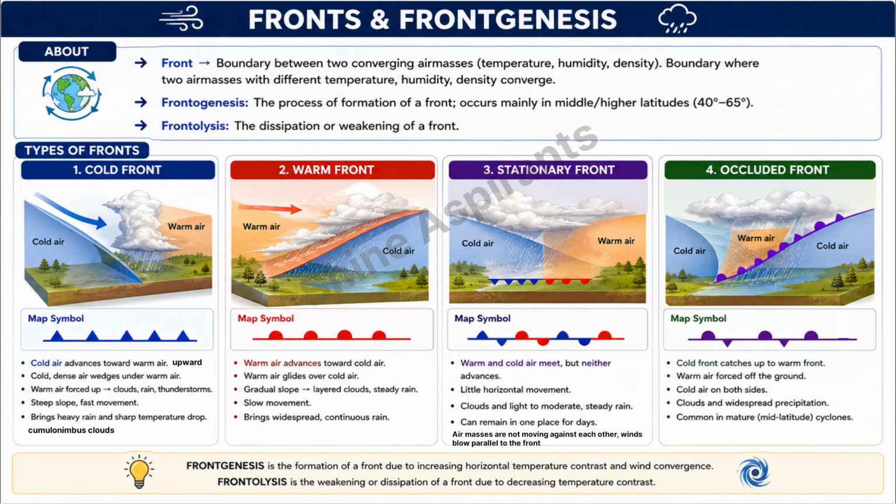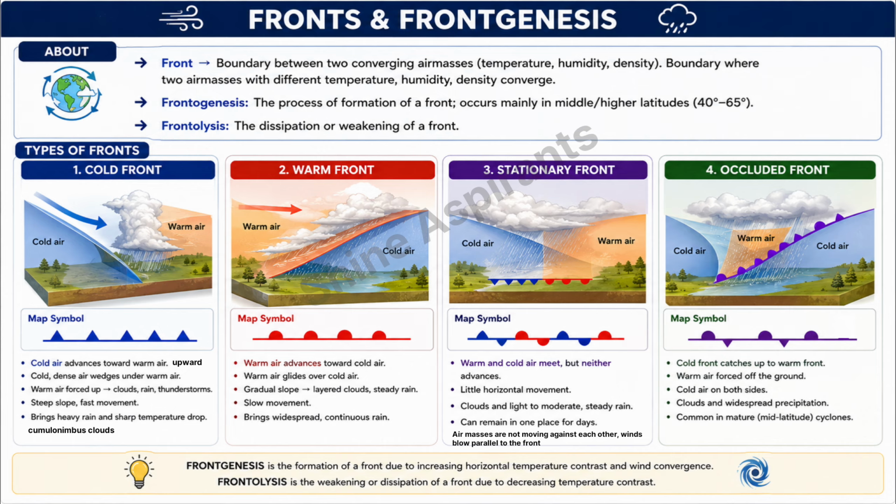Types of fronts. Cold front: advancing cold air violently displaces warm air upward. Characteristics: steep slope, cumulonimbus clouds, heavy rainfall and thunderstorms. Warm front: advancing warm air glides over a receding cold air mass. Characteristics: gentle slope, moderate and gentle precipitation over a large area.